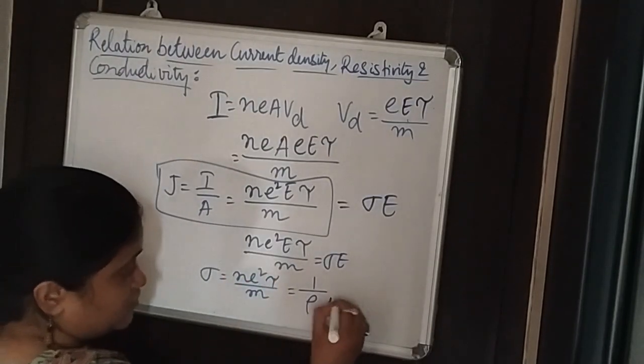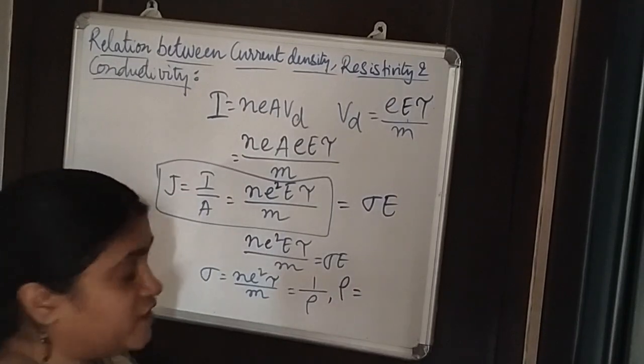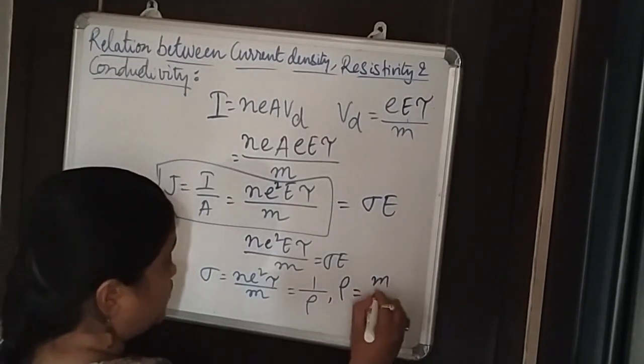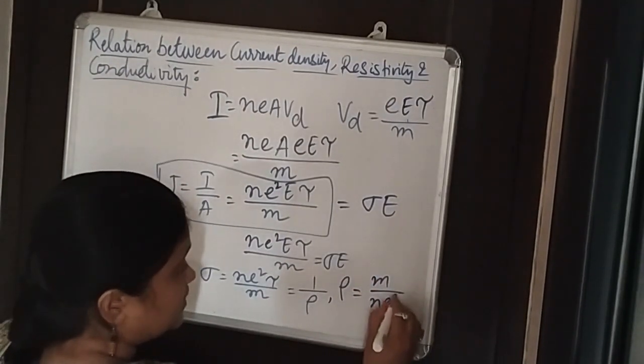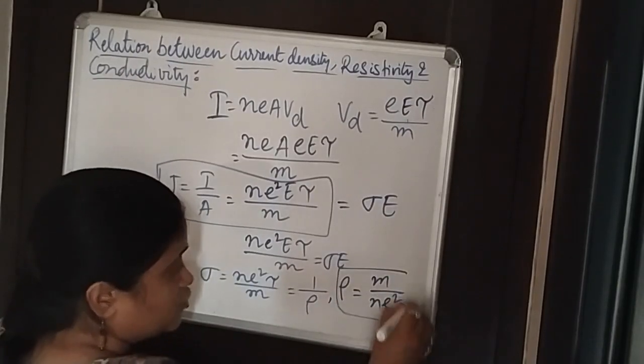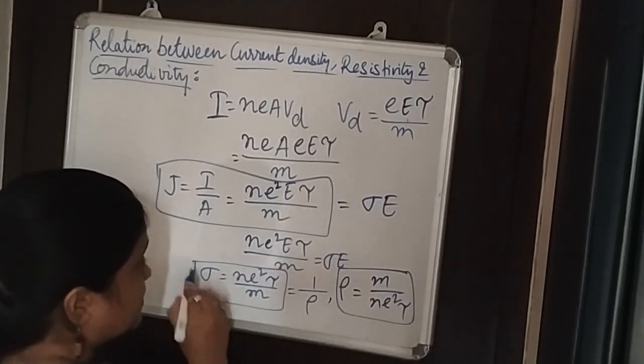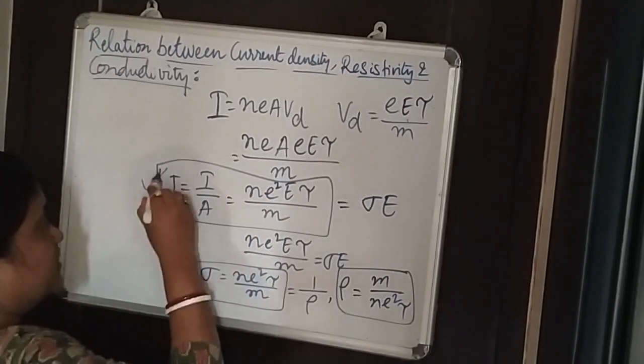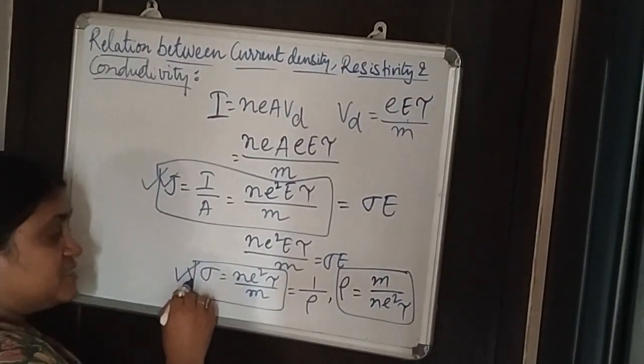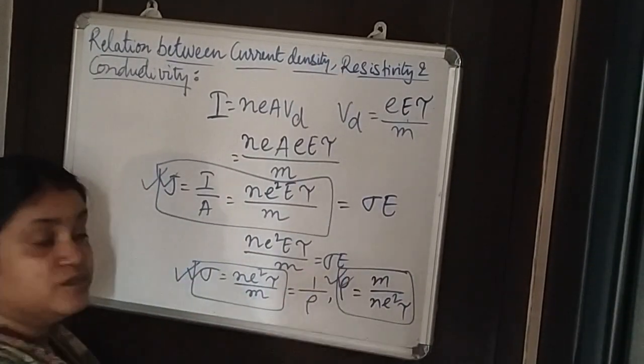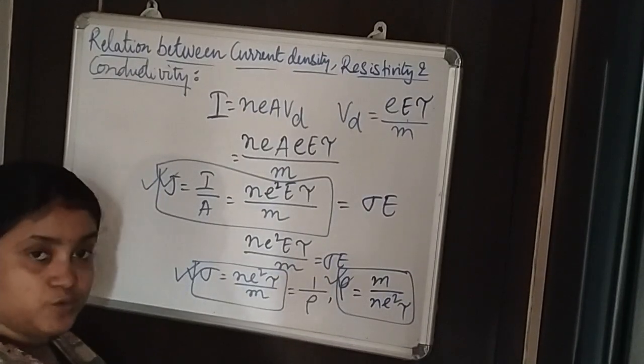Therefore if we try to find out rho, it is equal to m by n e square tau. So with this we get the expression for current density as well as conductivity and resistivity rho.